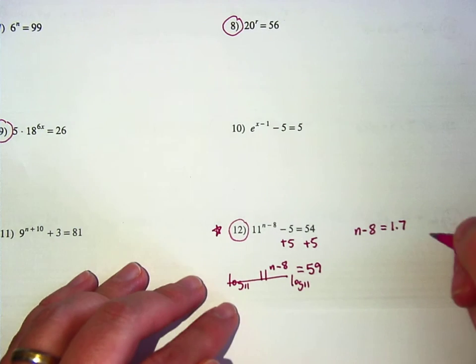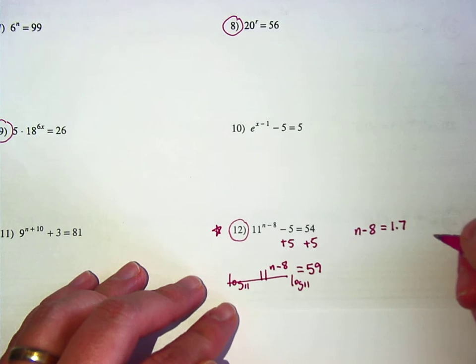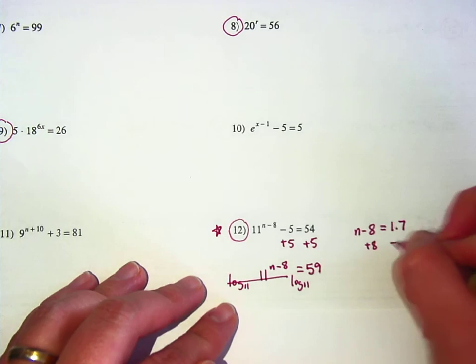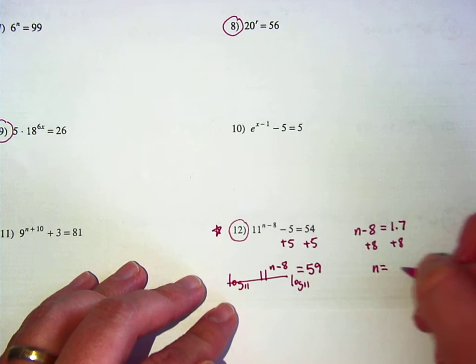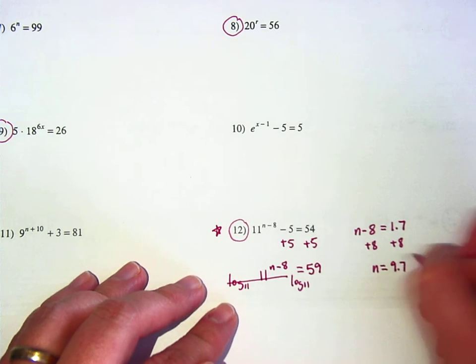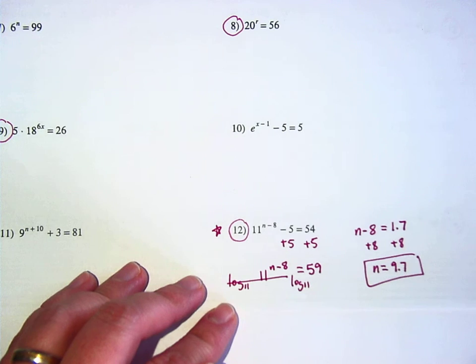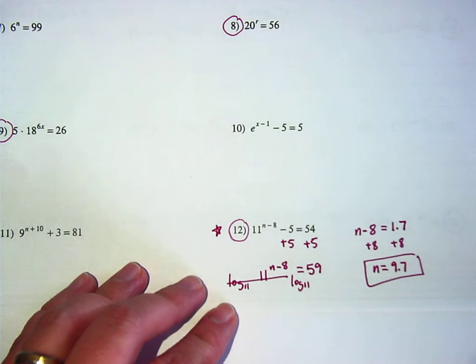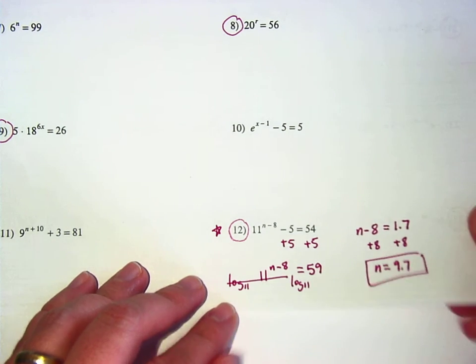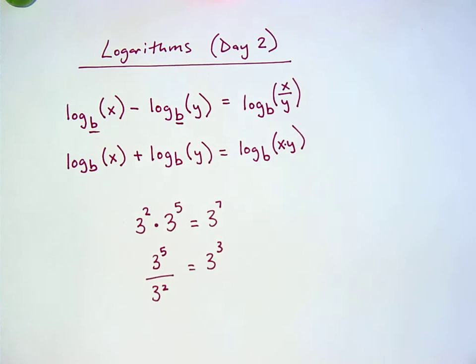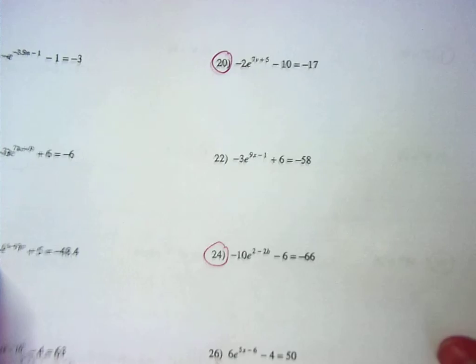You get about 1.7? Yeah. Then what? And you have to add 8, n equals 9.7. This is very similar to what we did yesterday, right? Not so bad. Exactly what we did yesterday, just kind of reinforcing these ideas. All right, let's jump to something a little harder. Let's jump to number 24.